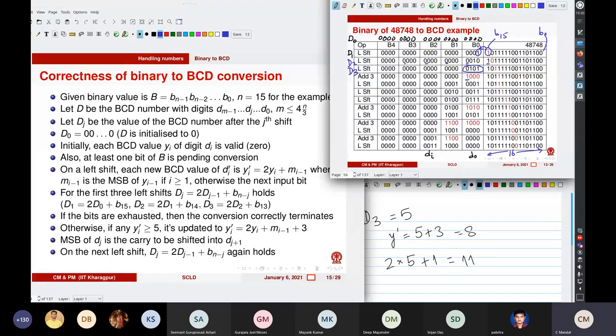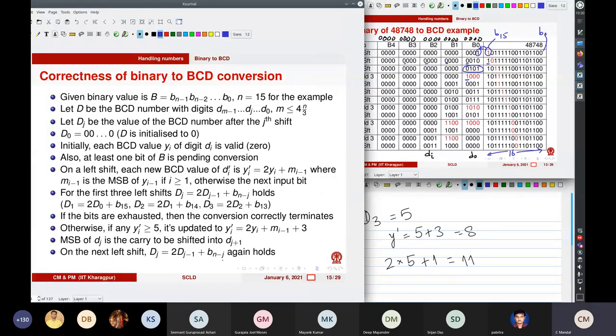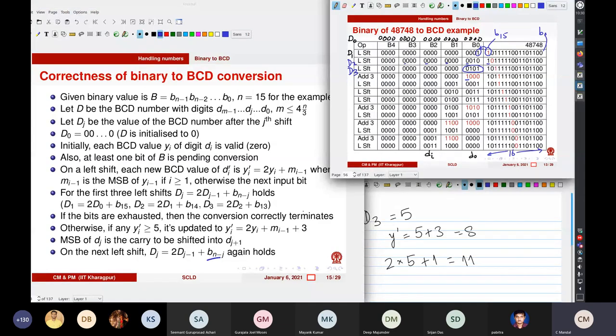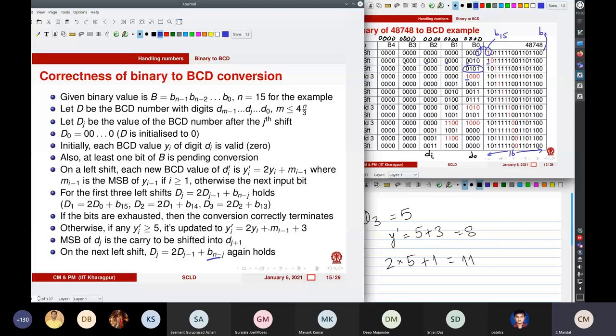So what we ensure is that with each left shift, we are ensuring that this invariant holds. That is, dj equals dj minus 1 plus b(n minus j). This is actually just the appropriate input bit which is coming in. So that is how you can see that this algorithm actually works correctly.